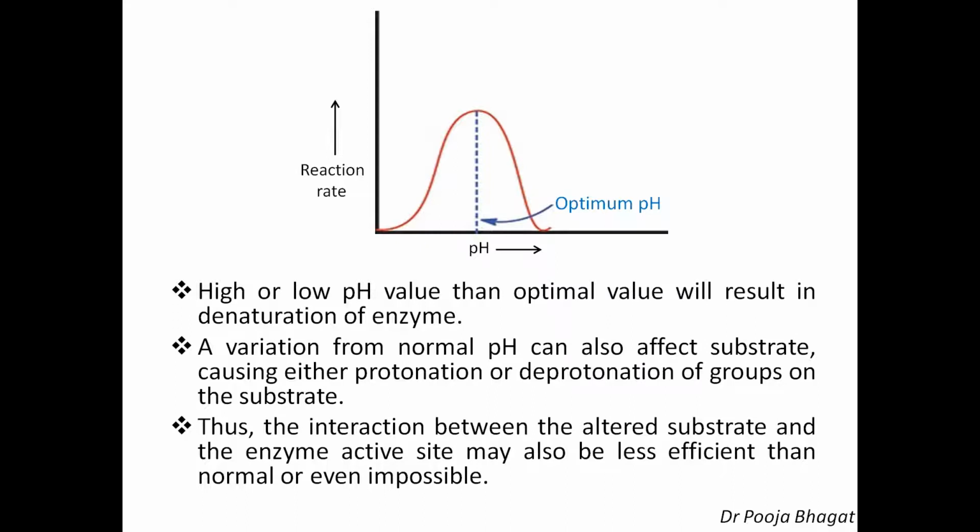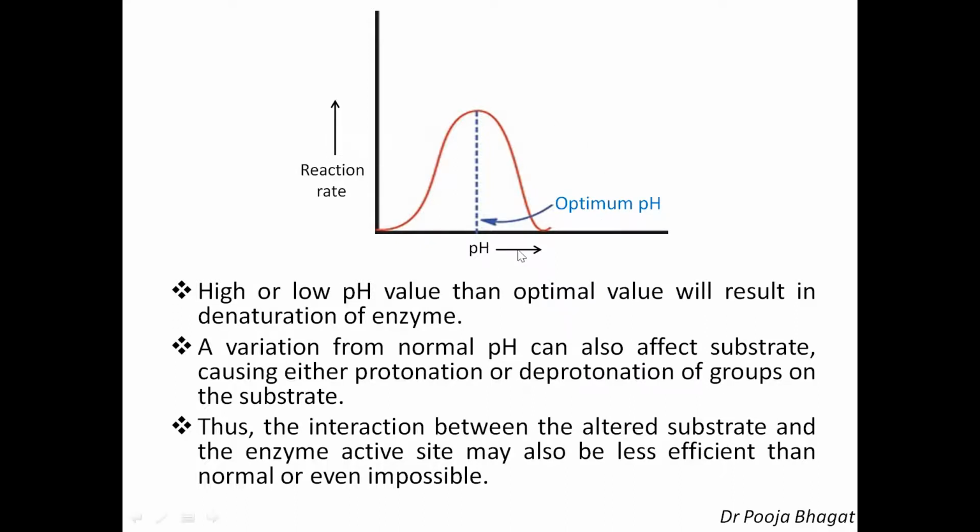So at low pH, the negative charge will get protonated, and therefore the side chain becomes neutral, and because of this neutral side chain, it cannot form interaction with the positive side chain.